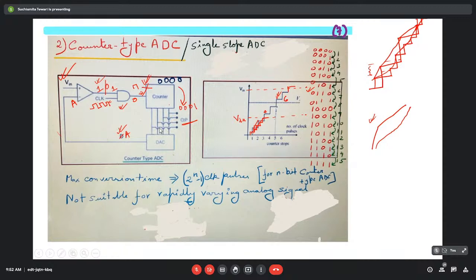But here, as we increase the number of bits, we are increasing the maximum conversion time, because conversion time is dependent on the number of bits, in addition to the input voltage value. So these two are the drawbacks. Although the number of comparators has been reduced in this case, the maximum conversion time is increased to a great degree. So that is one of the disadvantages.